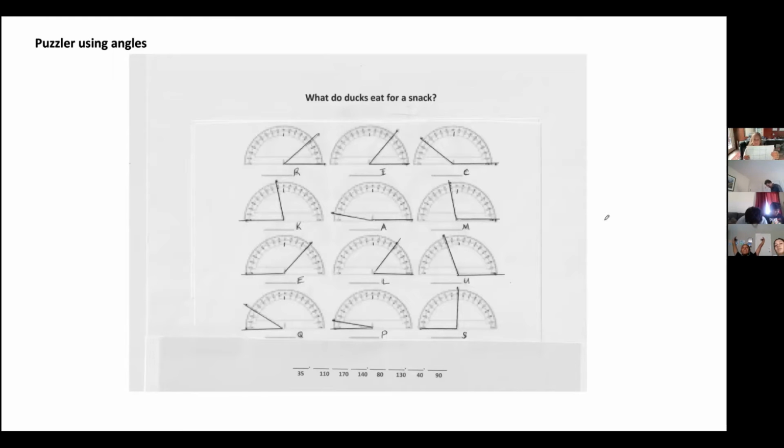3 across and 4 down. 1, 2, 3, 1, 2, 3, 4. I would have done it the other way, but what we're going to do is measure these, and then we're going to remember what the letter is and figure out what the puzzle is.